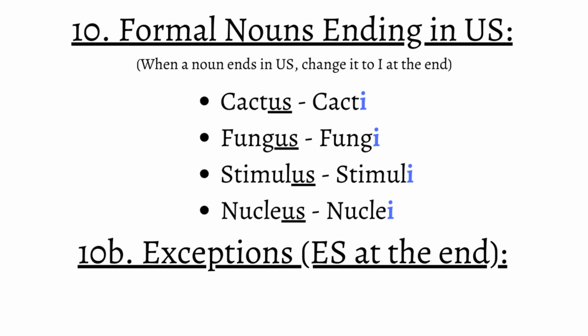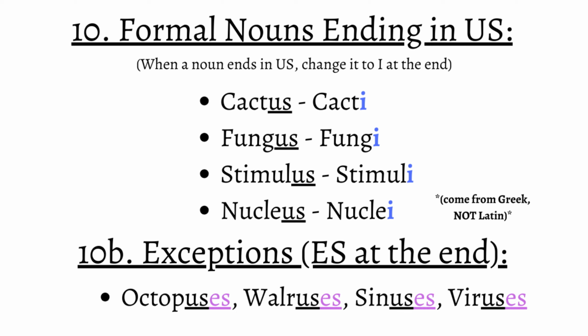However, some exceptions will have an es at the end instead of i, because they come from Greek, not Latin, like octopuses, walruses, sinuses, and viruses.